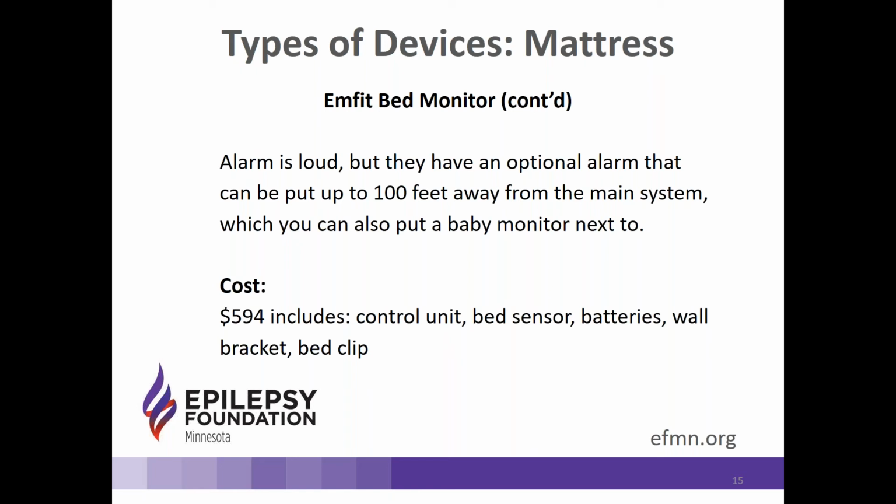The cost for this device is $594, and it includes everything that you need in order to make it work. It includes a control unit, the sensor itself that goes on the bed, the batteries, everything that you're going to need. There are some devices that have a one-time cost, but then have additional costs that are ongoing. This device is a one-time cost. You buy it, you set it up, and you're able to use it.